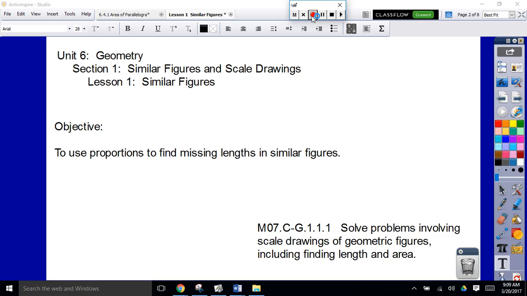Similar figures uses what you've learned already with ratios and proportions. So this is a really good review of that as well. So our objective is just one. We're using proportions to find missing lengths in similar figures.